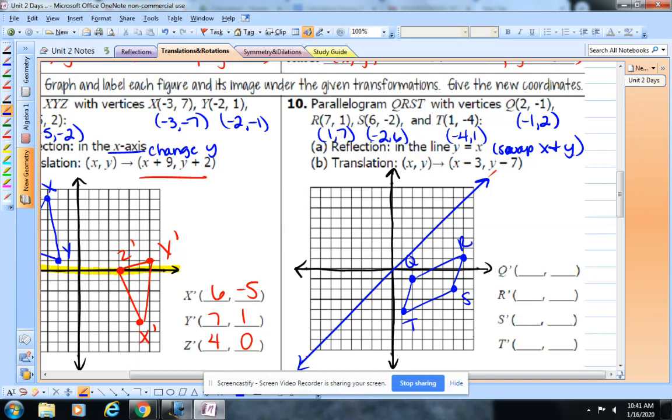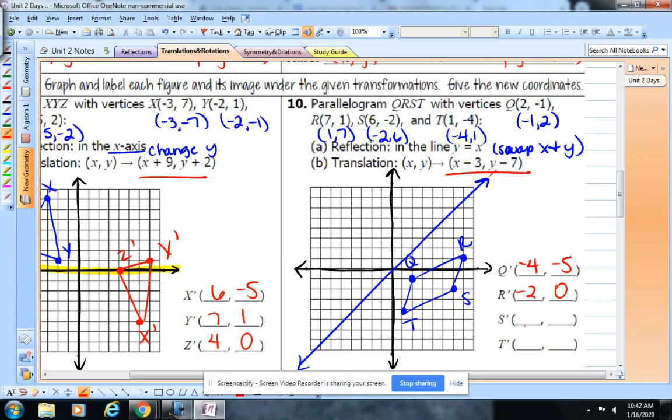Now we're going to do what? How are we going to finish it? Yes, now I'm going to take my new x's and subtract 3 and my new y's and subtract 7. Does that make sense? So q prime, I'm going to start with q, which is -1, 2 now. What's -1 minus 3? And what's 2 minus 7? -5, good. And then I'm going to do r, which is 1, 7. What is 1 minus 3? And what is 7 minus 7?